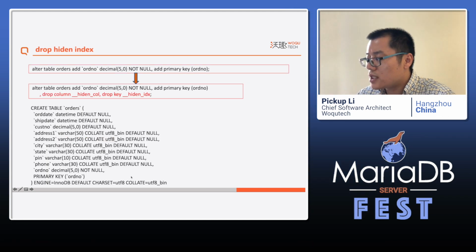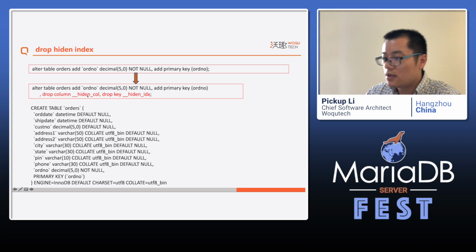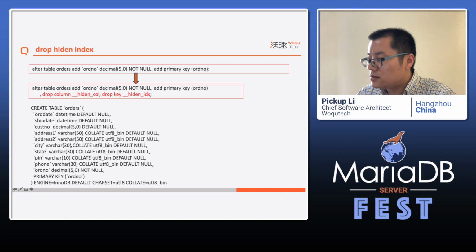Secondly, when the user alters the table, it is necessary to check whether the modified table contains other indexes besides the hidden index. If the user adds an index, the now unneeded hidden index needs to be cleaned up. We will change the statement like this. And this is the final table definition.